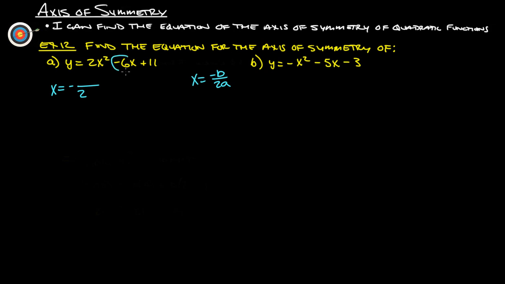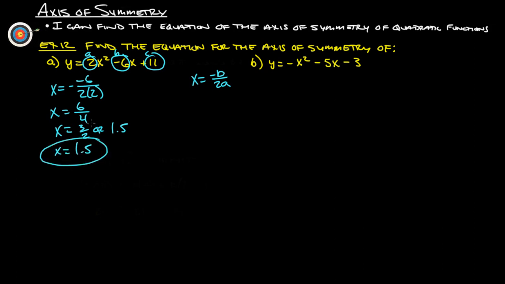This is a, this is b, and this is c. So b is negative 6, all over 2a, which is 2. That gives us minus a negative, so that's positive 6 over 4, which gives us 3 halves or 1.5. Either one of those is just fine. So x equals 3 halves or x equals 1.5 works perfectly for the axis of symmetry.